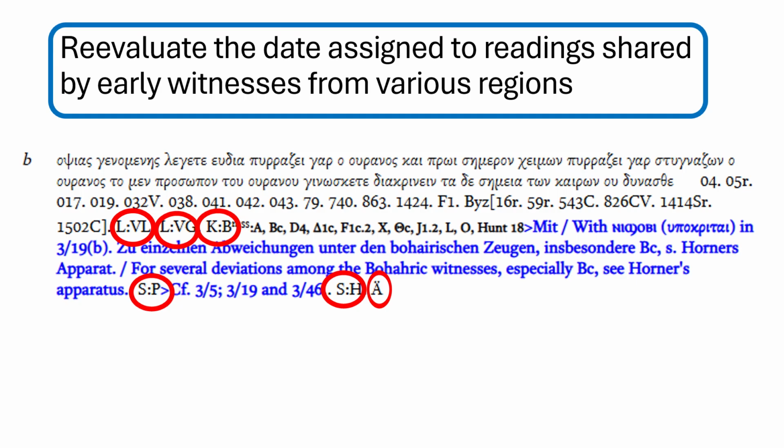Reading B has extensive geographical distribution as attested by support from both Bohairic Coptic, Old Latin, and Vulgate manuscripts. However, the versional evidence does not indicate that a wide geographical distribution was early enough to suggest that either reading significantly predates its earliest extant witnesses.